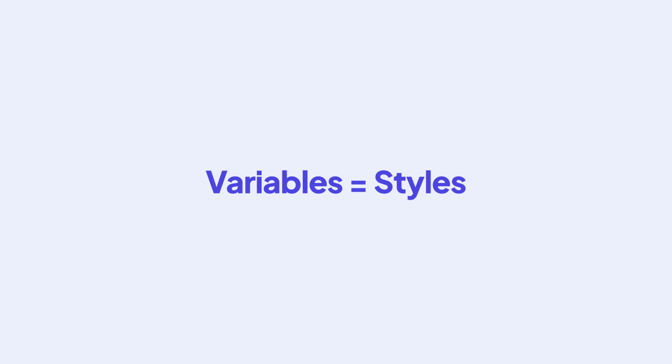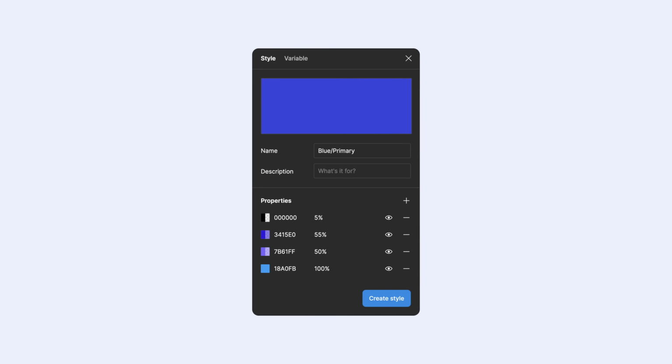But wait, isn't it the definition of styles? Well, not really. Although both styles and variables allow you to store reusable values, they have two fundamental differences. A style can be used for properties that are made up of multiple values, such as gradients or shadows. For instance, you can create a color style that has multiple fields. On the other hand, variables can store individual raw values like a hex color code or a string of text.